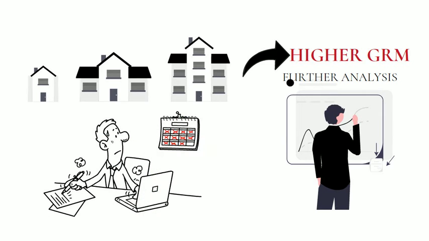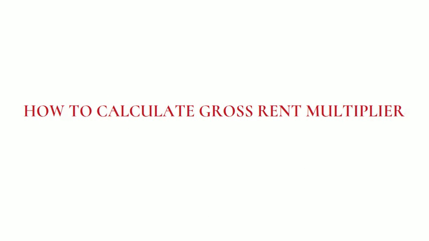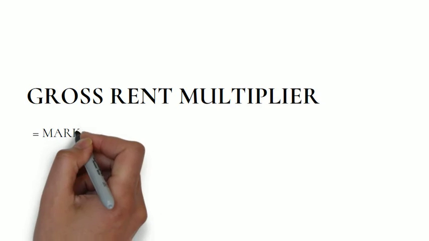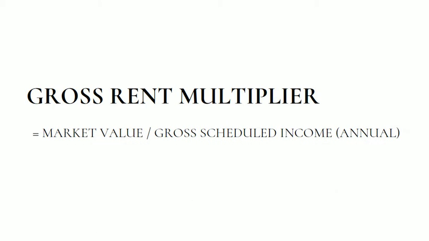So how do we calculate gross rent multiplier? Let's define that. Gross rent multiplier equals market value divided by gross scheduled income. That's annual.